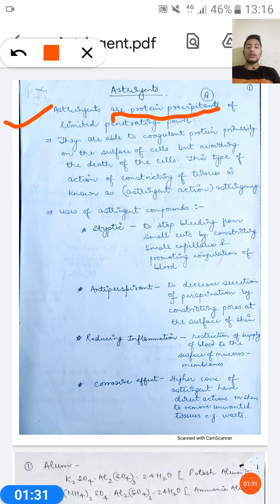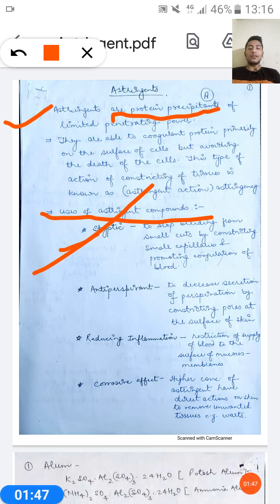Now we have to discuss the uses. It is used to stop bleeding. It is known as styptic. It is written here that it stops bleeding from small cuts by constricting small capillaries and by promoting coagulation of blood. Second is antiperspirant. As I told you earlier, it decreases the secretion of perspiration, meaning sweating, by constricting the pores at the surface of the skin, by which the sweating is stopped.